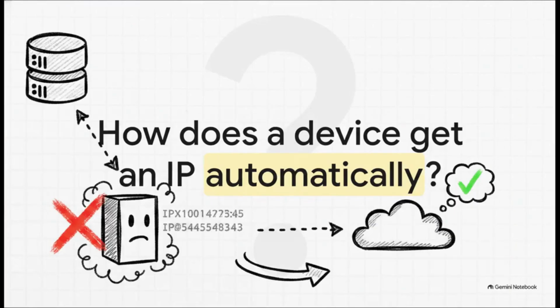To really appreciate our topic today, we first have to look at the macro problem. Imagine a new device joins a network. At that exact moment, it's completely faceless. It has no IP address. And as we know, without an IP address, it absolutely cannot communicate on that network. So the big question is, how does it get one automatically?